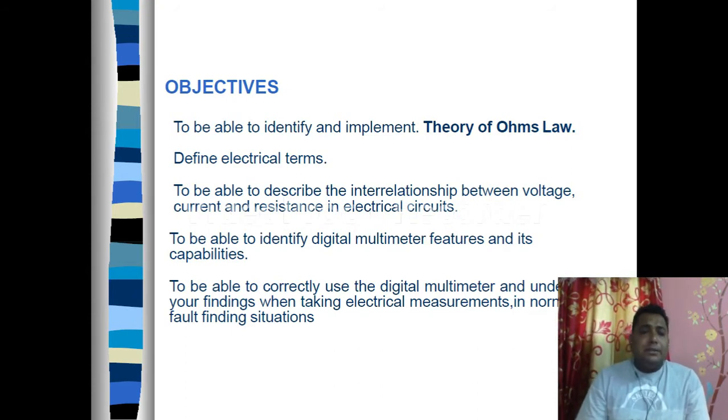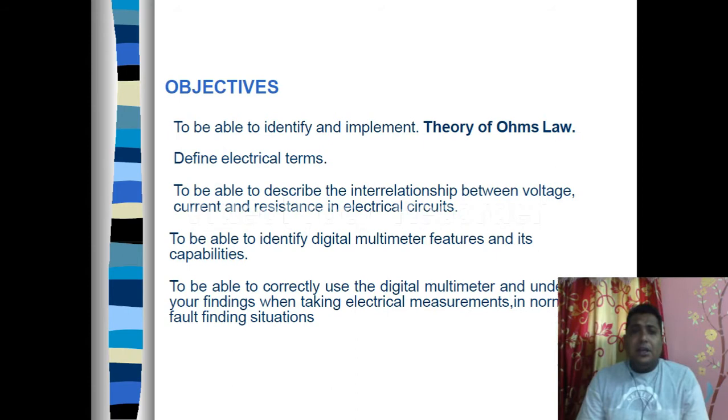Number 3, to be able to describe the interrelationship between voltage, current and resistance in an electrical circuit. Ohm's law itself describes those relations, and there are some other laws, like KVL and KCL. So different laws are there, and we can find different equations from them. Those are the things that we have to do. Let us see the next objective.